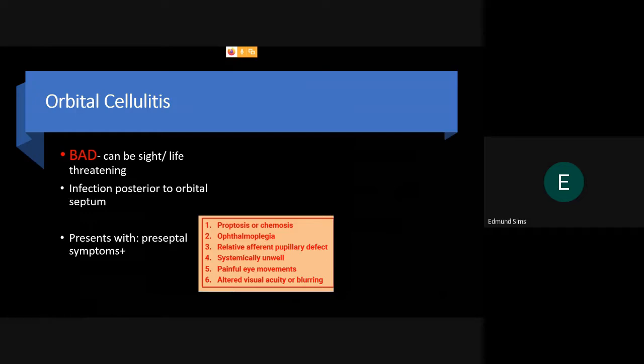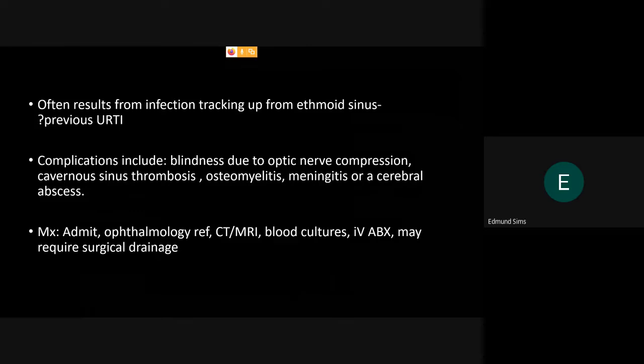So this is from a poster produced by the East Midlands Emergency Medicine Network. If you type in orbital cellulitis, East Midlands, onto Google Images, it will come up with the full poster for it. So the typical history is that it results from an infection tracking up from the ethmoid sinuses. So it's quite often the case that these kids will have an upper respiratory tract infection antecedent to this occurring. And as you can see, the complications are really quite nasty. So you can end up blind due to optic nerve compression, osteomyelitis, meningitis, cerebral abscess.